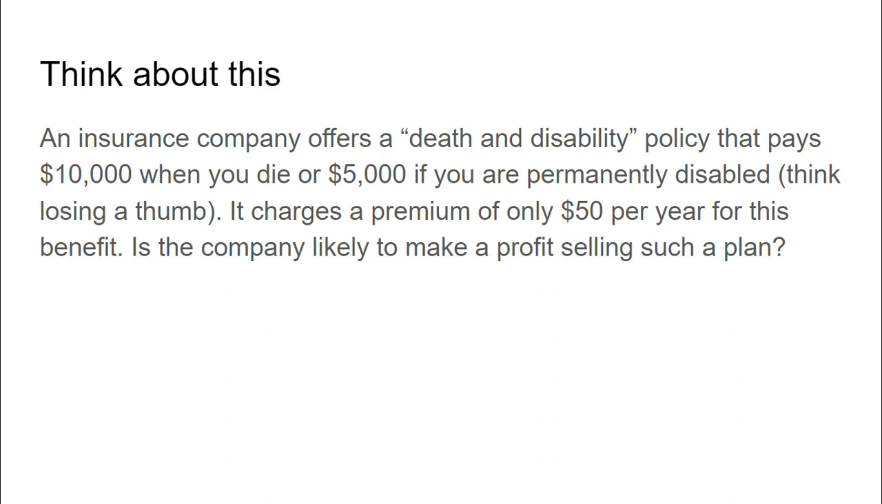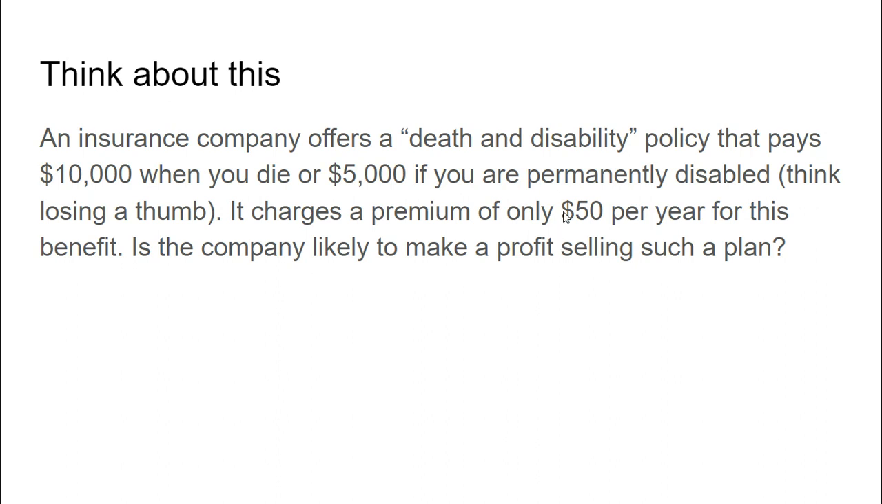An insurance company offers a death and disability policy that pays $10,000 when you die, or $5,000 if you're permanently disabled. Think if you lose a thumb, or if your arm gets cut off, or something crazy happens to you, you get $5,000. It charges a premium of only $50 a year for this benefit, so that's not bad. Is this company likely to turn a profit? If this was your company, would you turn a profit?